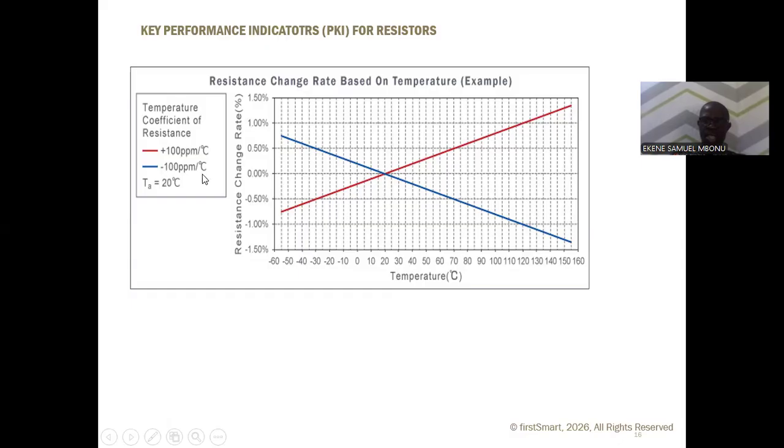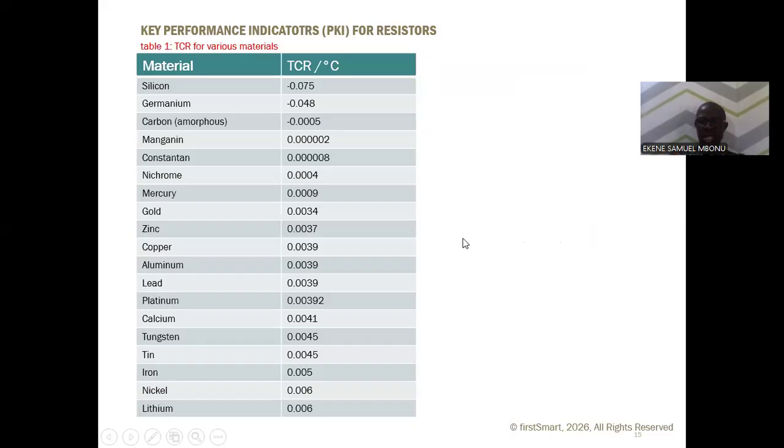This one is negative ppm, showing us it has a negative slope, showing us that increase in temperature will lead to decrease in resistance. And then we can see copper. That's why conductors.